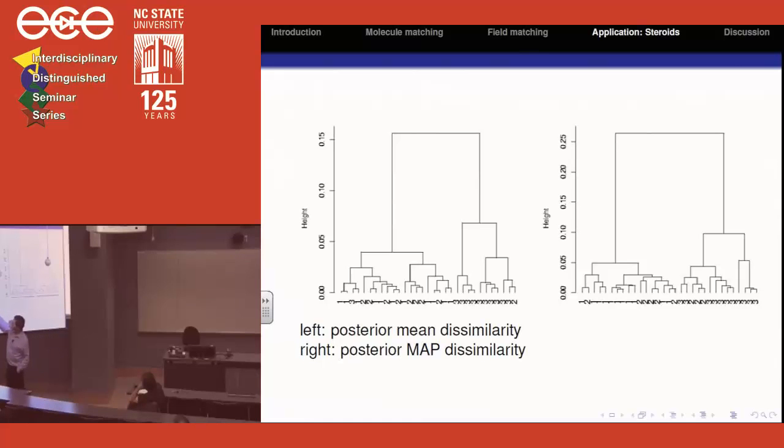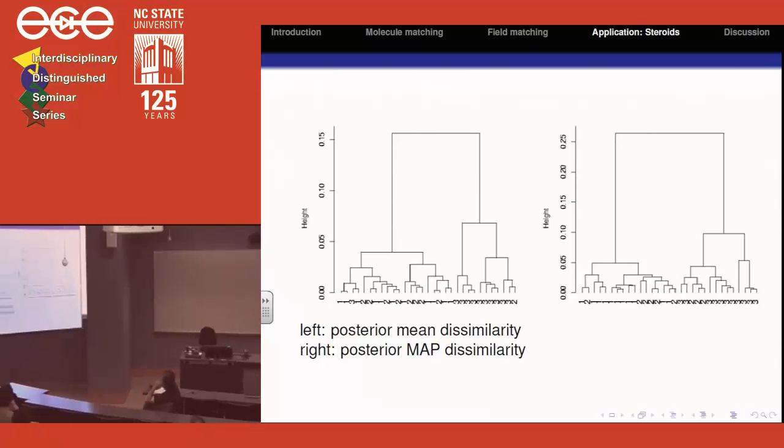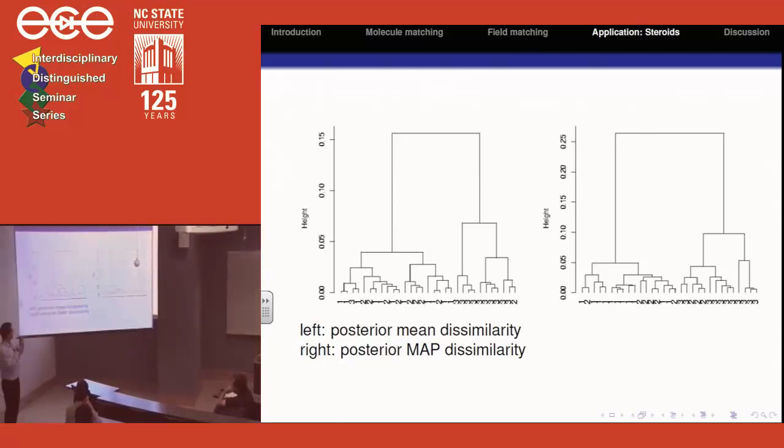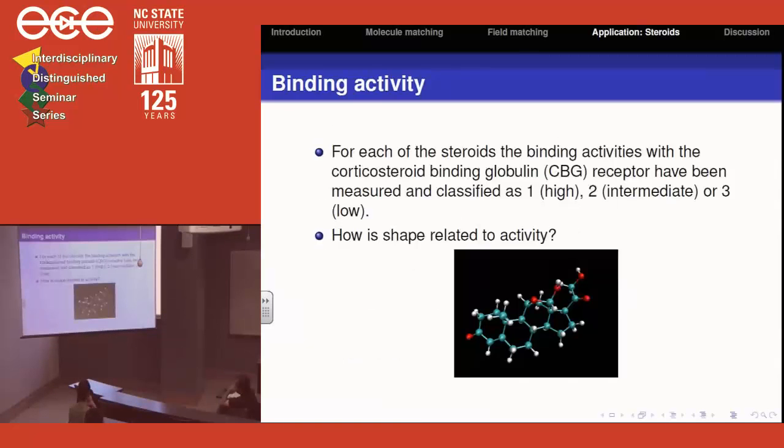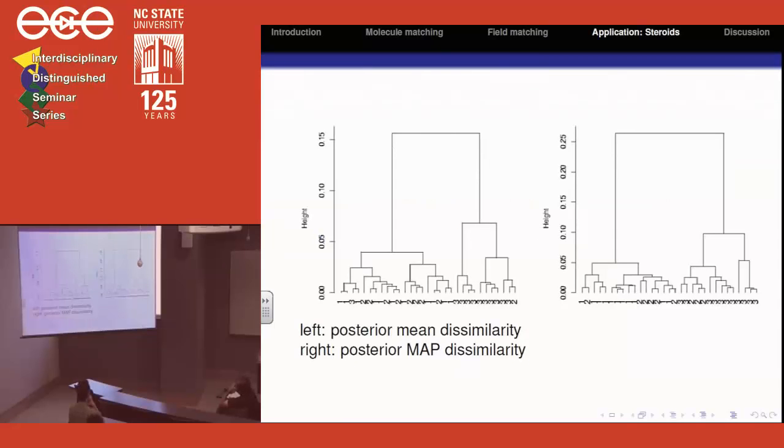So here is from the posterior mean, and then what we do is we look to see how close together, in terms of the dissimilarity measure, the observations are. I think the 1s are the high binding affinity, the 3s are the low binding affinity, and the 2s are in between. So this is one approach, and here is another approach, the posterior mode.